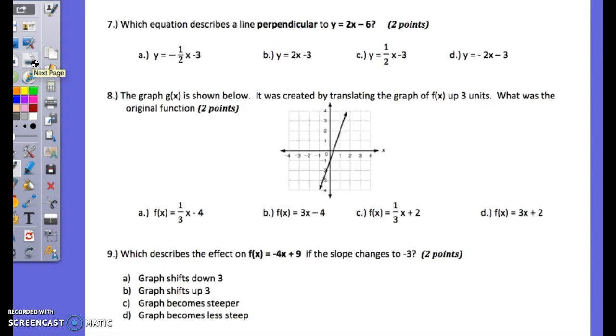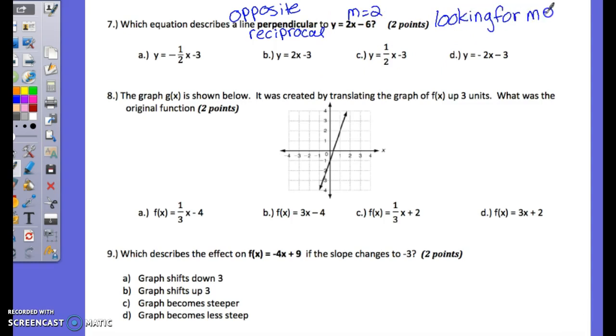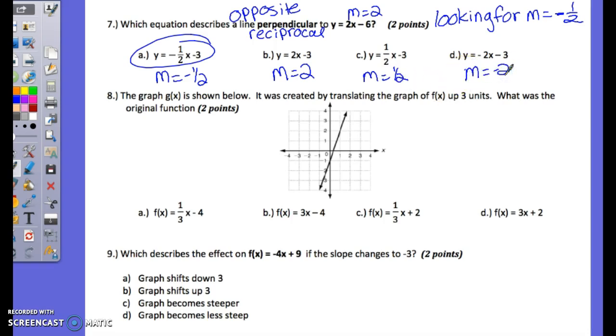Moving on to number 7. Number 7, which equation is perpendicular? So these are opposite reciprocal slopes. The slope of this line is 2. So I'm looking for a slope that's the opposite, negative reciprocal, which is negative 1/2. That's what I'm looking for. Oh, look at the slope of A. The slope's negative 1/2. So it's definitely A, but let's just go ahead and check. The slope of B is 2. The slope of C is positive 1/2. And the slope of D is negative 2. So A is the only answer.